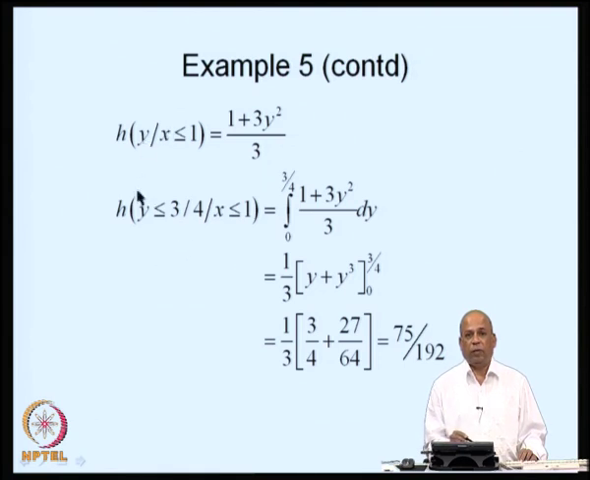From this we should be able to get any probabilities associated with y conditioned on x being less than or equal to 1. So, we integrate in this region 0 to 3 by 4 the conditional density h of y given x less than or equal to 1, and we obtain this as 75 by 192. The point to be remembered here is that given any density function, if you integrate the density function over a certain region, you get the probability of that particular region. Let us say we are talking about f of x and you integrate over a certain region for x. Then you get the probability of x taking on values in that particular region.